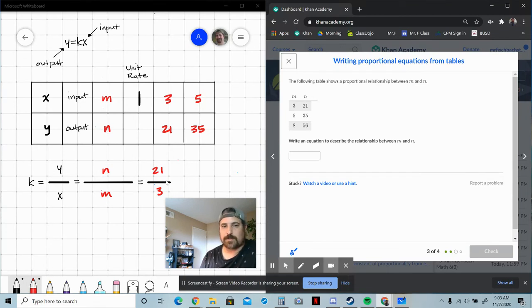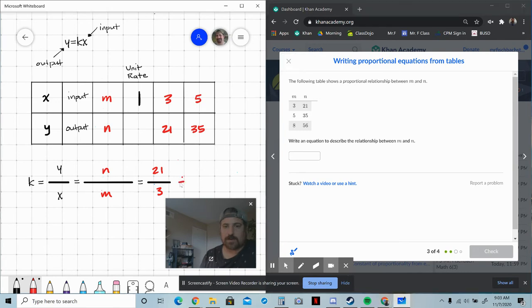Okay, so we know that when N is 21, M is 3. So that means our unit rate would be, divide top and bottom by 3, and you're going to get the ratio there of 7 to 1. So that means when M is 1, N is 7. Okay, so that means 7 N's for every 1 M.